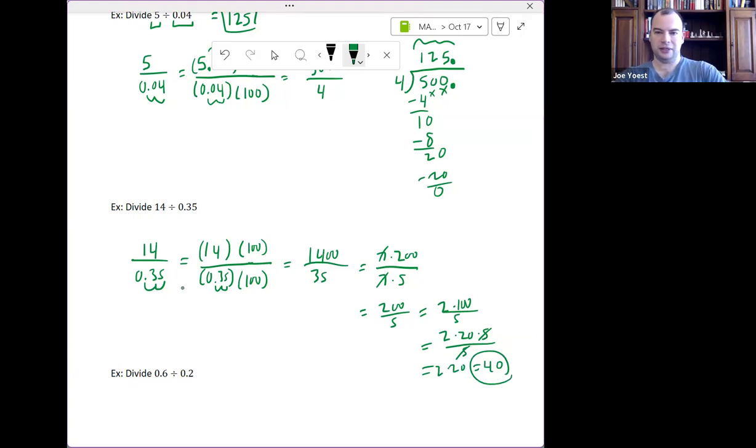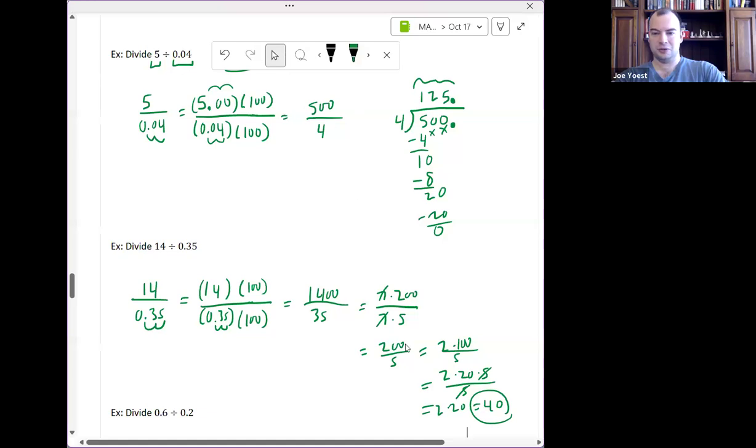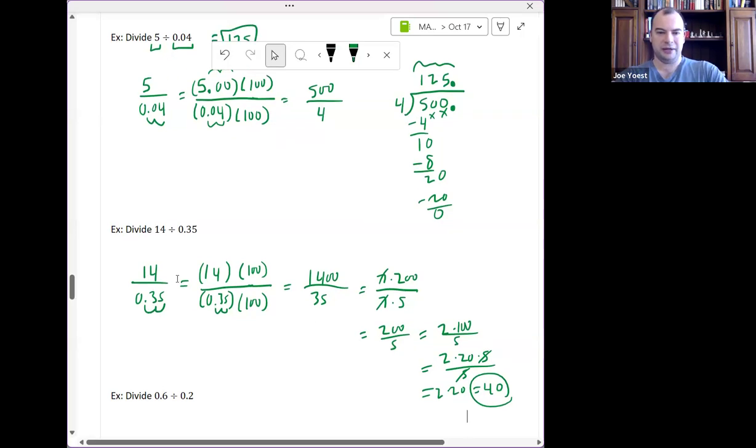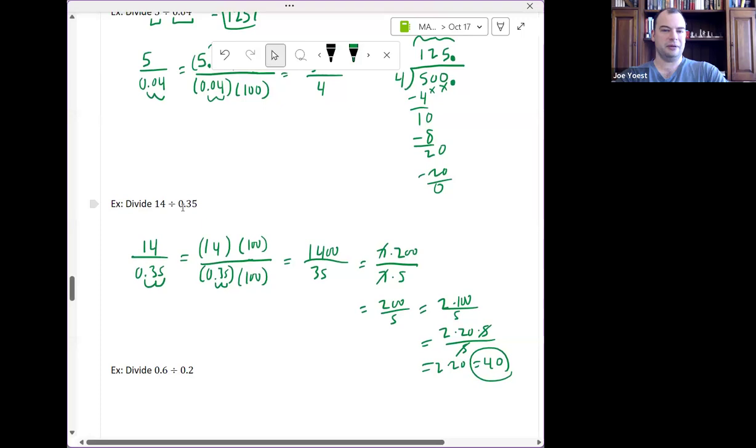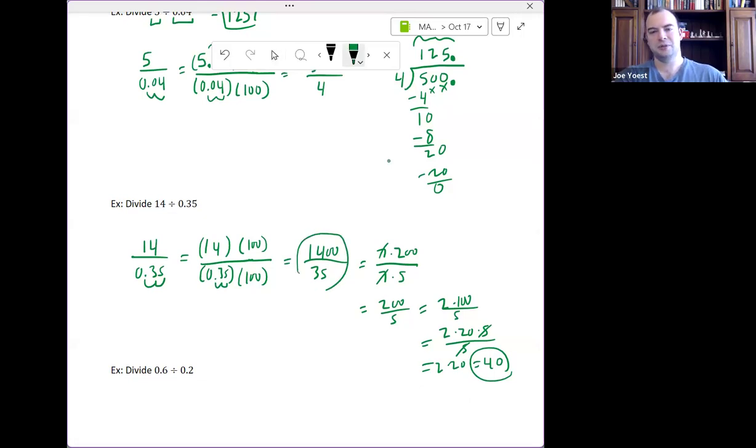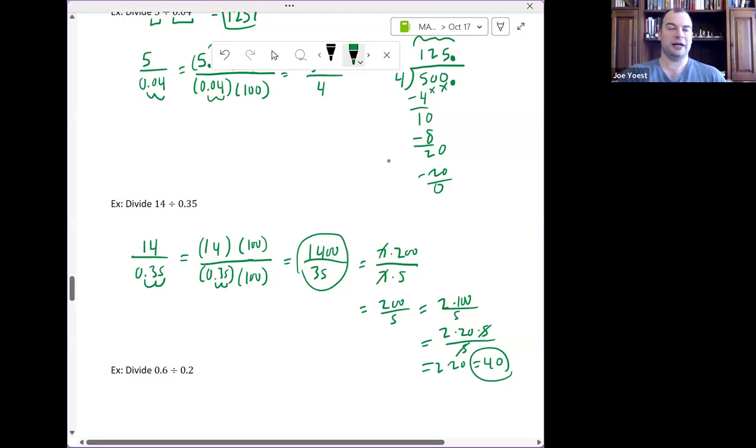I could have done this one up here this way, divided out a factor of 2, divided out another factor of 2 and got my answer. I could have done my 14 divided by 0.35, this 1400 over 35, as a long division. I could really do it either way because I had a situation where I ended up with integer over integer, and then it's kind of my choice how I would like to proceed from there.